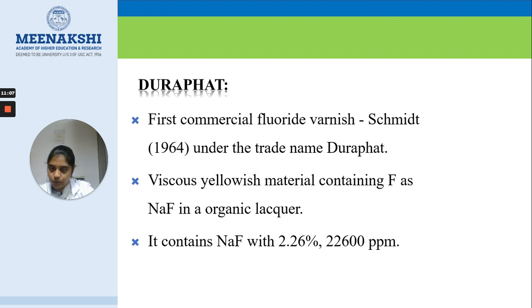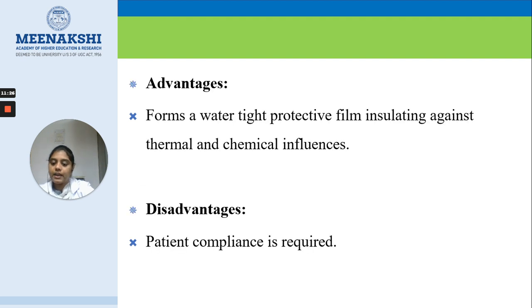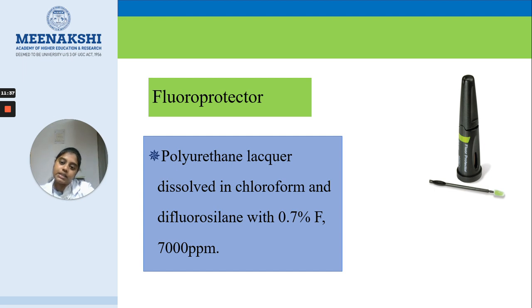So the first one is the Duraphat. That was the first commercial fluoride varnish, in the year 1964, and it is a viscous yellowish material containing sodium fluoride in an organic lacquer. It contains 2.26% of fluoride with 22,600 ppm. Its advantage is that it provides a watertight protective film insulating against thermal and chemical influences. The disadvantage is patient complaints.